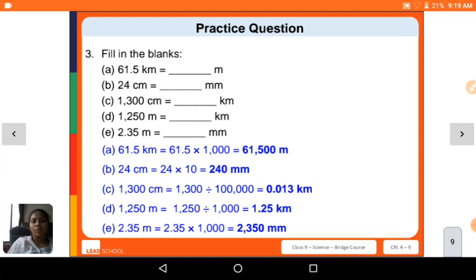1250 meter, convert into kilometers. So meter to kilometer we divide by 1000. So 1.25 kilometer. And 2.35 meter converted into millimeter. Meter to millimeter, multiply by 100 to get centimeter, and then multiply by 10, that will give millimeters. So it will be 2350 millimeter.